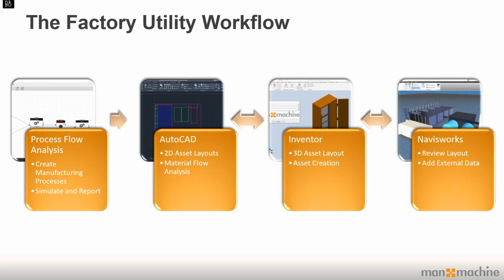And then Navisworks can be used for review of the layout, and also adding external data. So if you've got a building, perhaps from Revit, or perhaps a scan from Recap that you want to bring in, Navisworks is generally the best place to add in all of that data, and then we can do our clash detections and such from there.